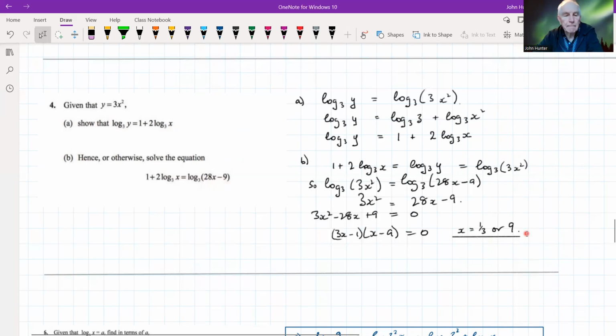So that is typical of the sort of problems that you might get in this category. And we're basically just falling back on those identities that we spoke of before.